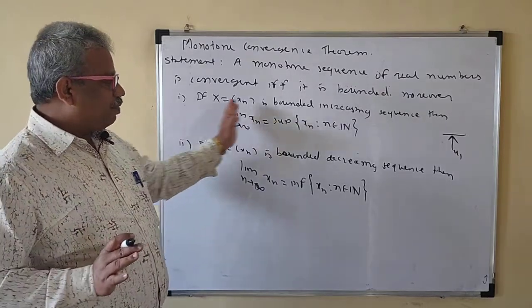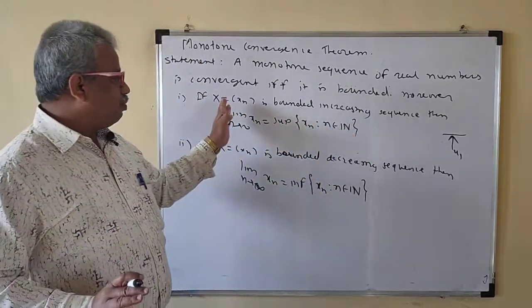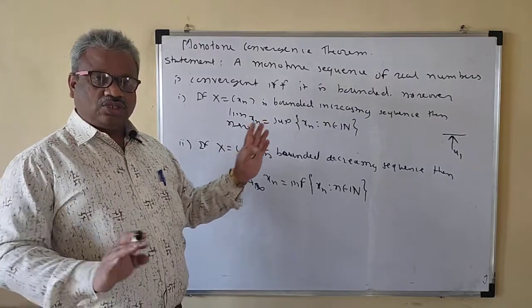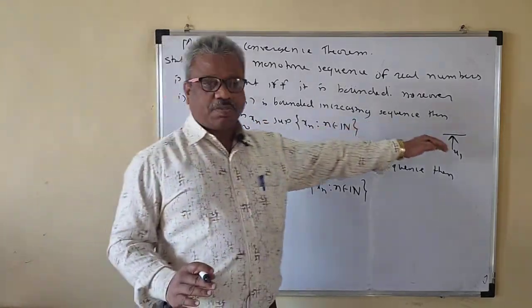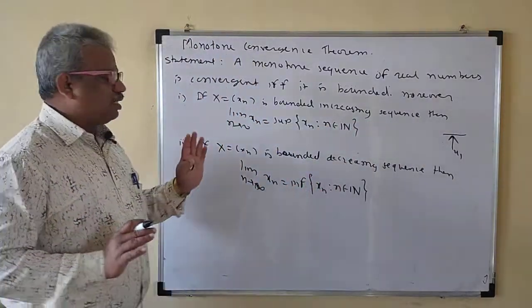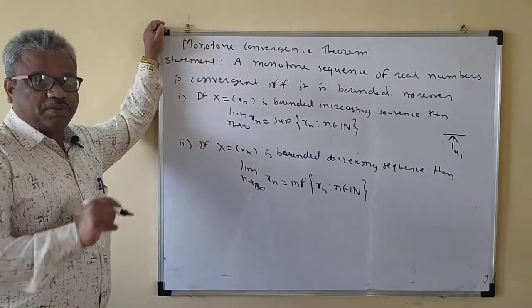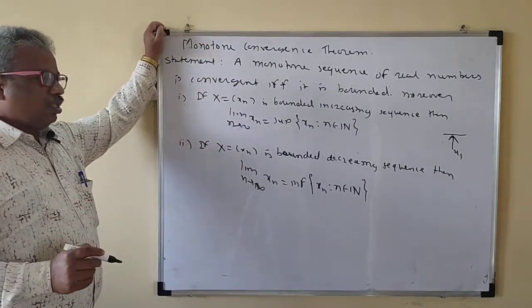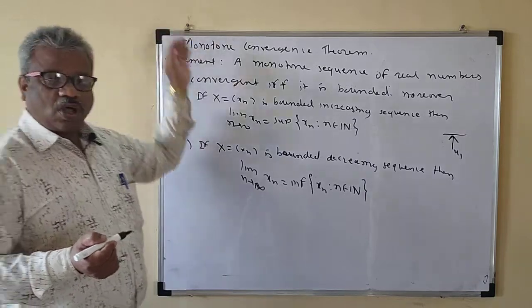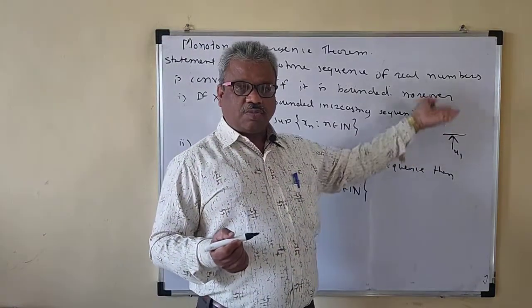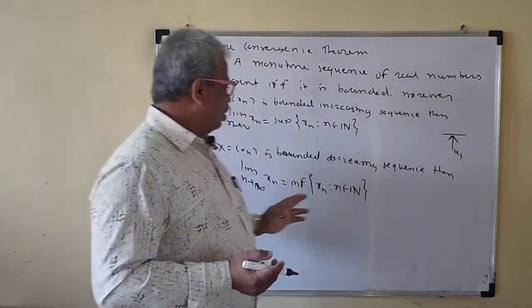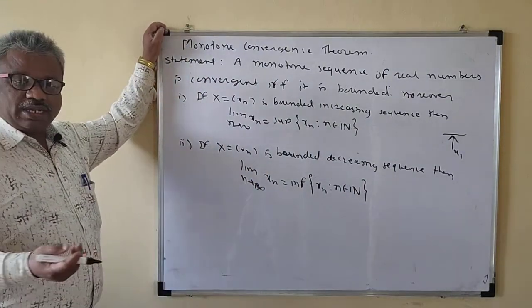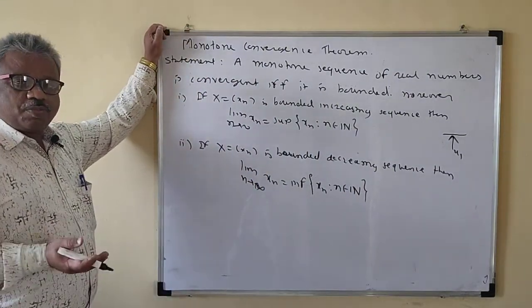So if a sequence is monotonic increasing, just show it is bounded, that means show the upper bound exists. Then that sequence is always convergent to its supremum. The supremum is the smallest of all upper bounds, and the infimum is called the greatest lower bound, the greatest of all lower bounds.